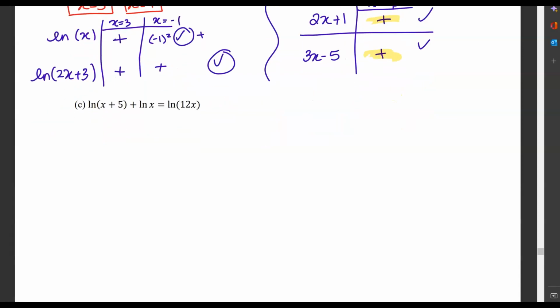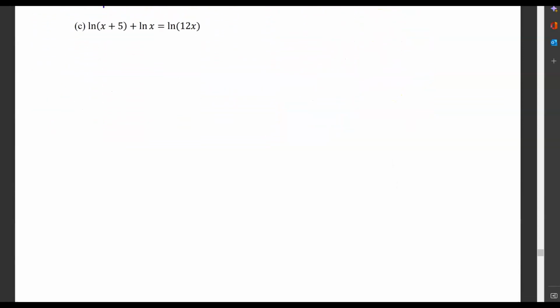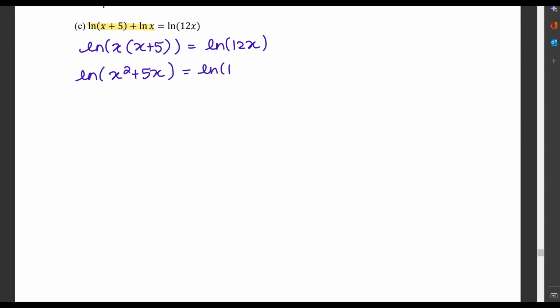All right, let's take a look at the last one here, and this is how we're going to end this section. For this particular one, we want to solve it, but notice the first thing we want to do is condense. So let's go ahead and condense this. When you can condense, you should condense. So this will become ln of x times x plus 5, and this is going to equal ln of 12x. So notice I can simplify the inside here. I can have ln of x squared plus 5x is equal to ln of 12x.